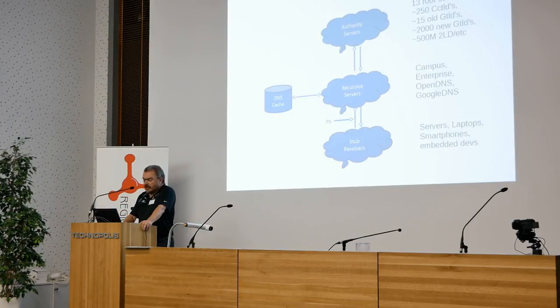Let us instead go back to the picture I showed you this morning, which shows again a three-layer hierarchy. Once you understand this picture, you pretty much understand the entire DNS architecture at a very high level. So again, stub resolver, for example, would be this laptop.